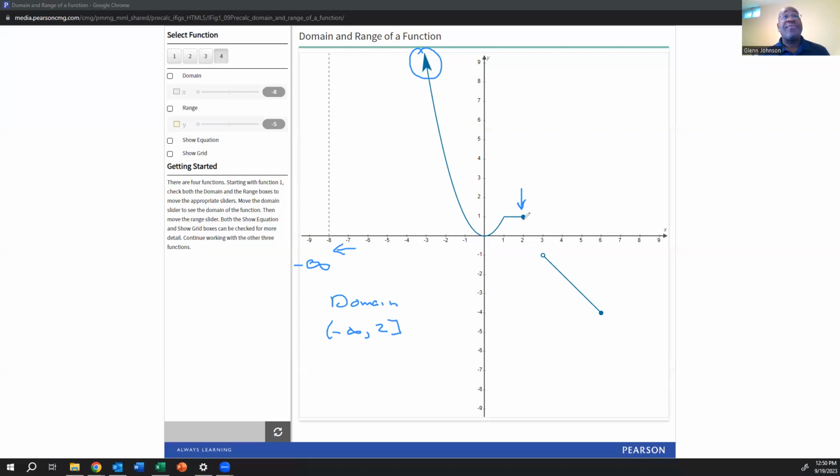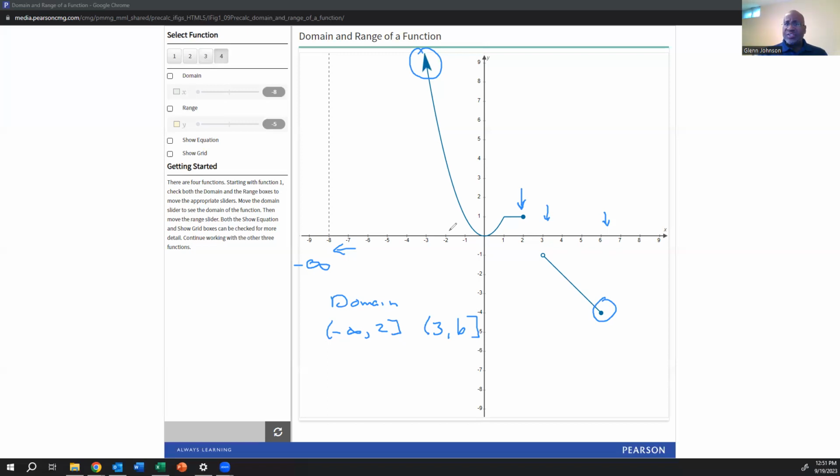Now, notice that the graph jumps and then picks right back up here at 3. So then we have a second interval for our domain that begins again at 3 with the open circle at 3. That means we use a parenthesis because we're not including 3 in that interval. And then it goes all the way until we have this point here, which is at x equals 6. And we have a closed circle there, so we'll indicate that with a bracket.